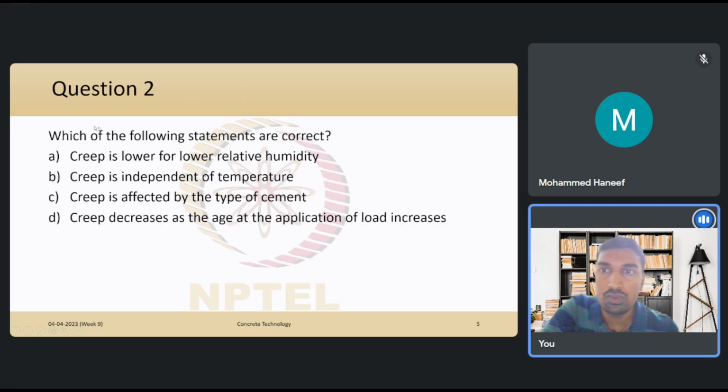The question number 2 is, which of the following statements are correct? The options are: Option A, creep is lower for lower relative humidity. Option B, creep is independent of temperature. Option C, creep is affected by the type of cement. And option D, creep decreases as the age at the application of load increases. Again, this is a multiple options question, so more than one may be correct.